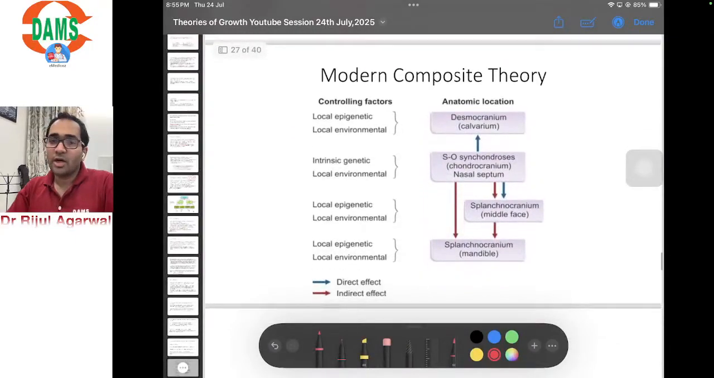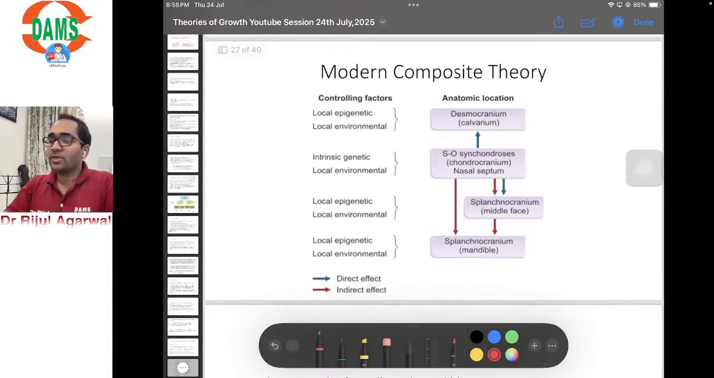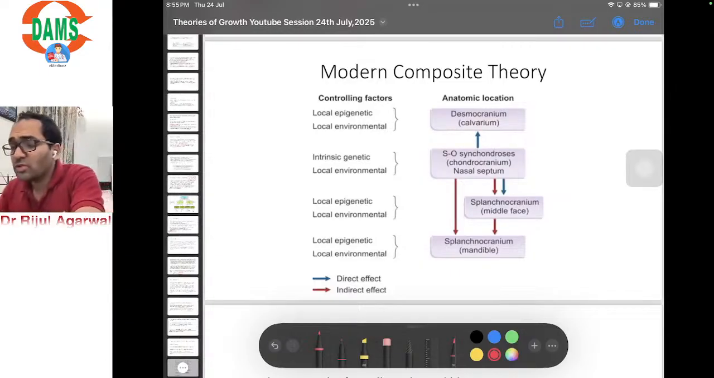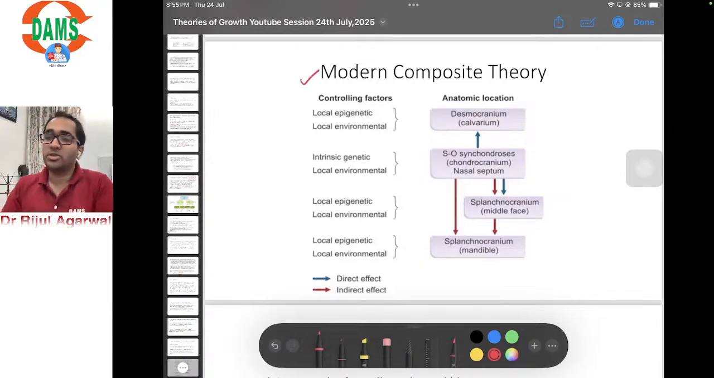Based on this, a modern composite theory was given. Okay, as you were asking, Komal, which is the most accepted, this is the most accepted theory, the modern composite theory. It is a composition of all these theories. So specific region, specific growth regulation was allotted in the craniofacial region. The craniofacial region basically has three parts: the skull vault, the base of the skull, and the midface region.